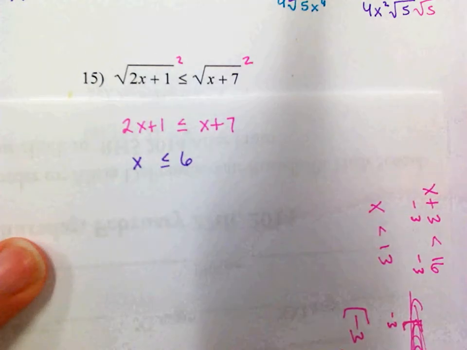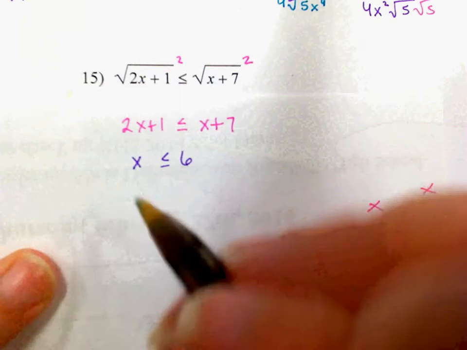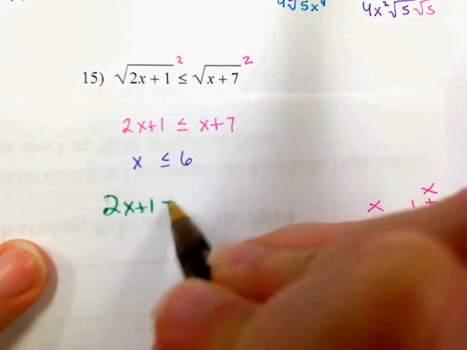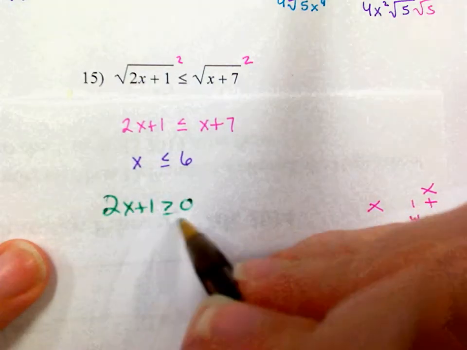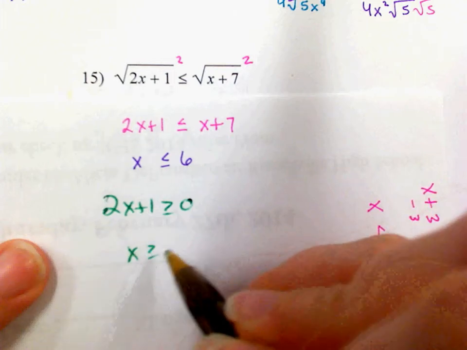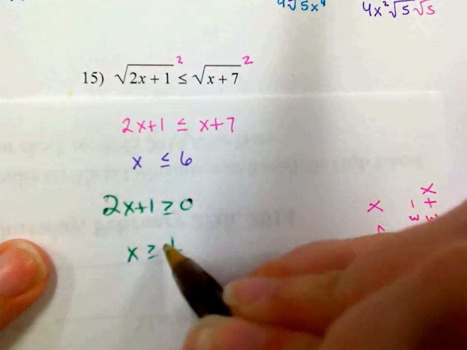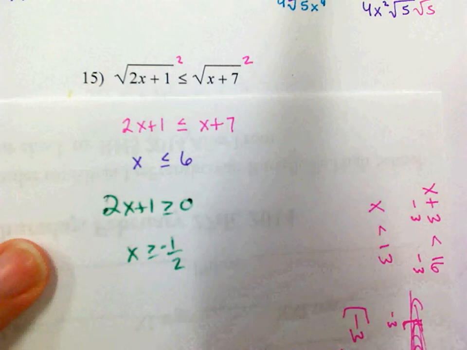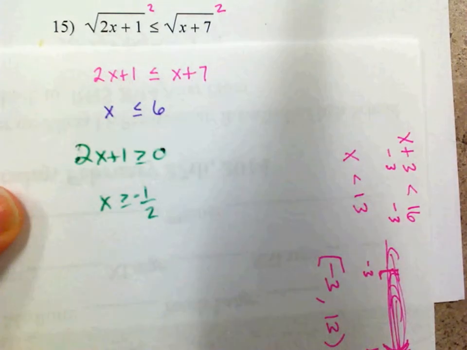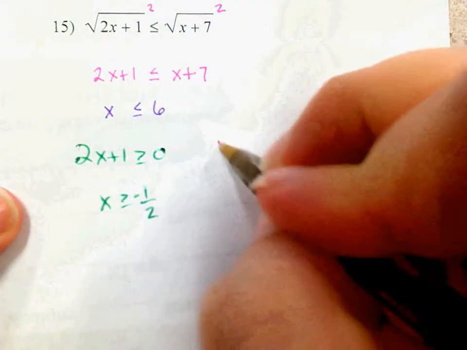2x plus 1 needs to be greater than or equal to 0. If I subtract 1 and then divide by 2, x needs to be greater than or equal to negative 1/2. Okay. But I also have one more thing going. If I have x plus 7, then that means x plus 7 needs to be greater than or equal to 0, which means x needs to be greater than or equal to negative 7.